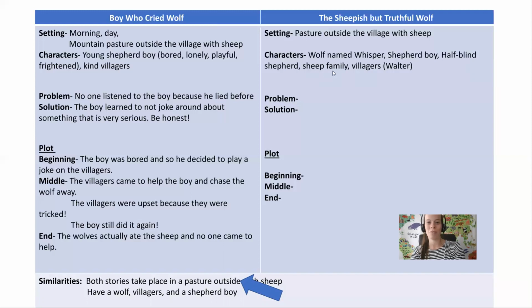What about the sheep family? I mean, they had a flock of sheep, but the actual text, the folktale that we read word for word, did not mention them as a family. It was just a flock of sheep, a group of sheep, okay? And did we have villagers in both texts? Yeah, so that would also be a similarity that you can write down.